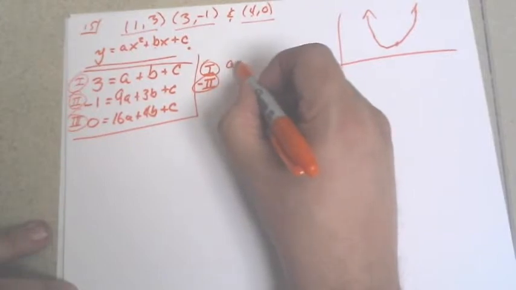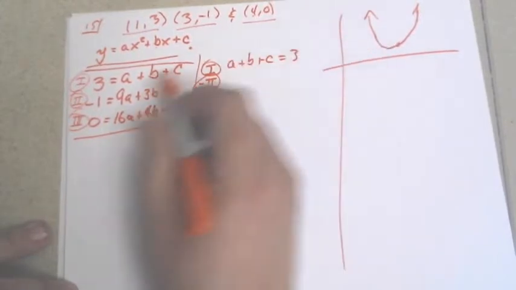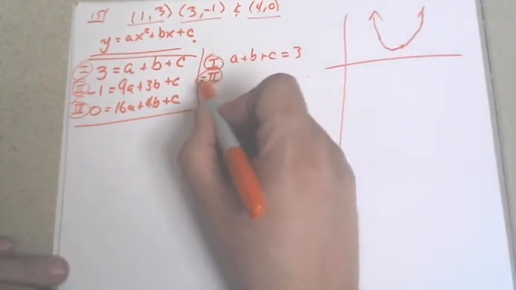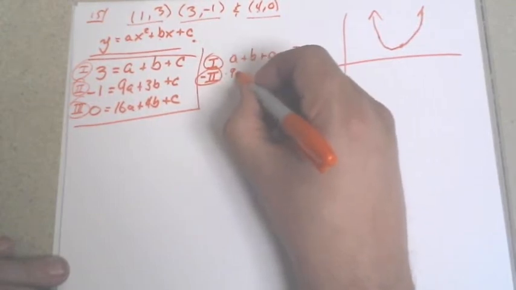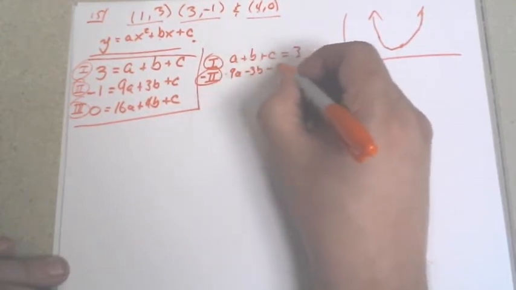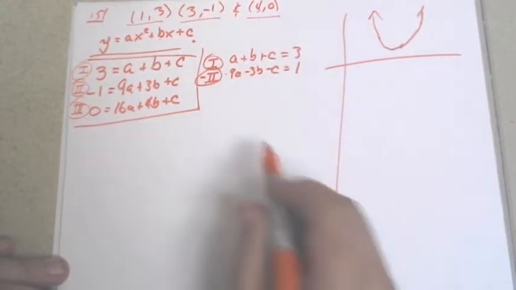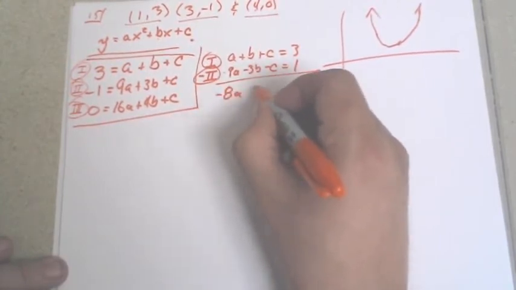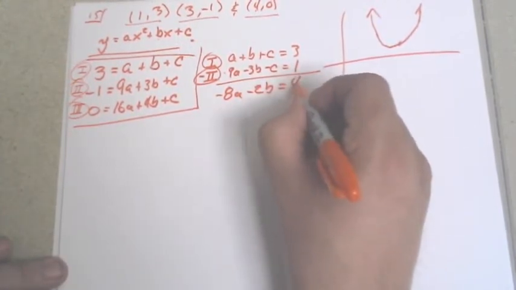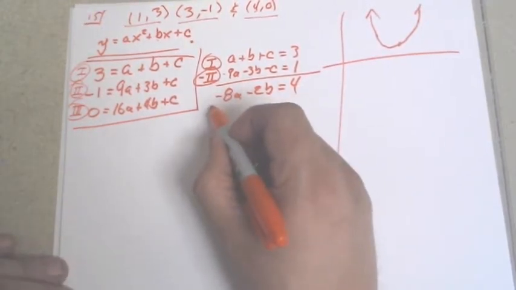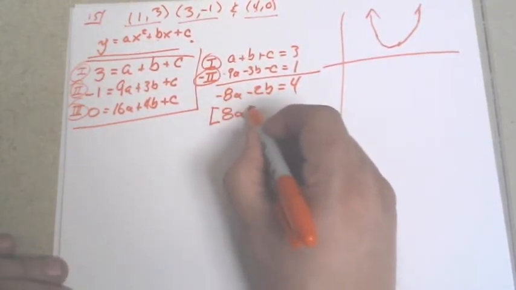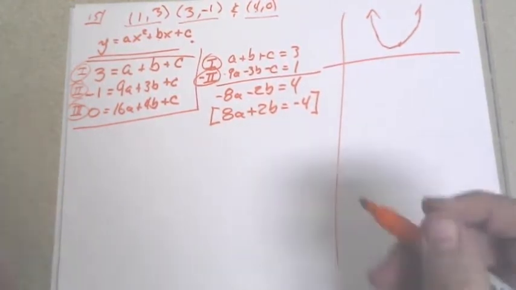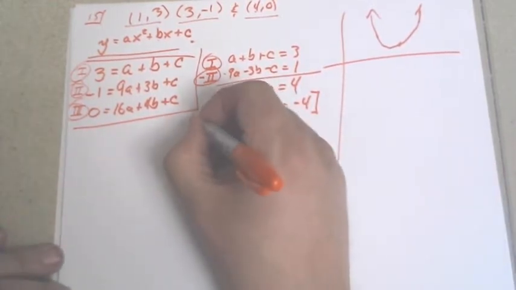So that's a plus b plus c equals 3. I switched that order just because it seems prettier. And the negative of equation 2, so negative 9a minus 3b minus c equals 1. Make sure that negative gets multiplied by the 1 as well. And we get a nice negative 8a minus 2b equals 4. Or if you prefer, 8a plus 2b equals negative 4, if you like the negative over here instead of over there. It's up to you. It's your equation. And this is equation 4.